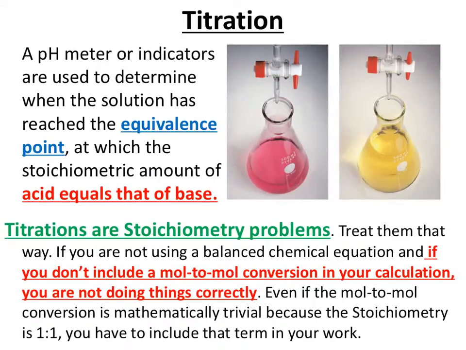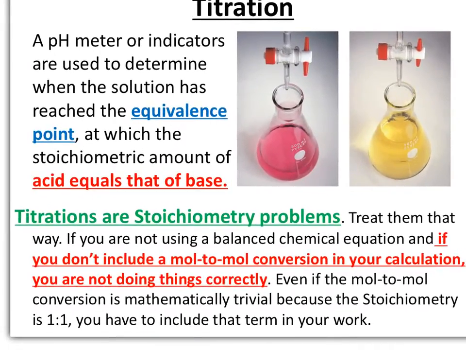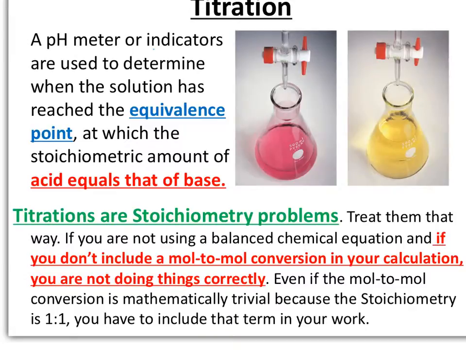All right, so titration, a pH meter or indicator. We're going to use indicators. pH meters are a little bit more difficult to use to determine when the solution has an equivalence point. And I'm going to ask this again. What does equivalence point mean? Whenever the H plus equals the OH minus. Does it have to be neutral? No.